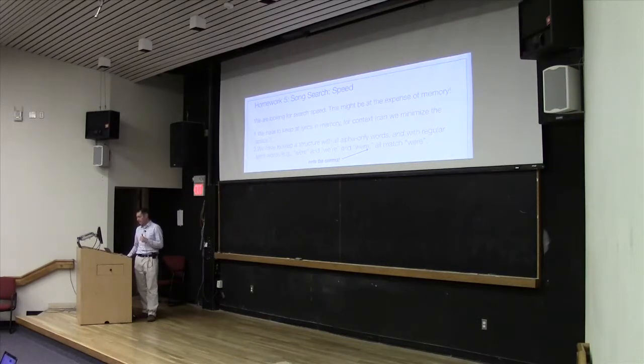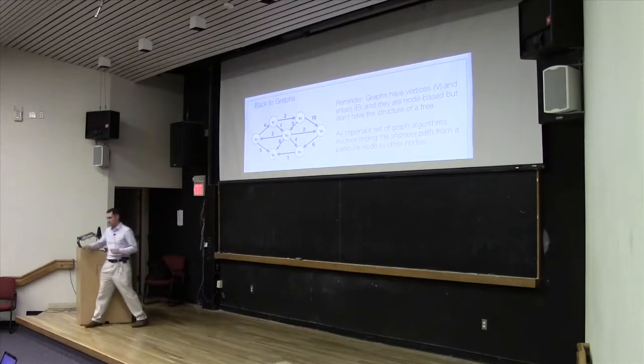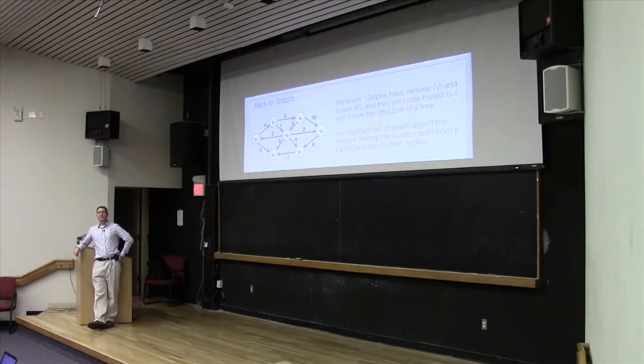No? Okay. Back to graphs. When we left off on Wednesday, we had said, okay, we've got directed graphs, we've got undirected graphs, they all have vertices and edges, and they can have weights or not. If there are no weights, we can consider them all to have the same weight of 1.